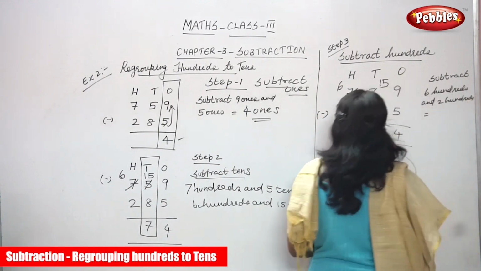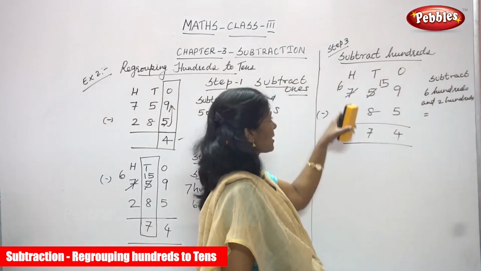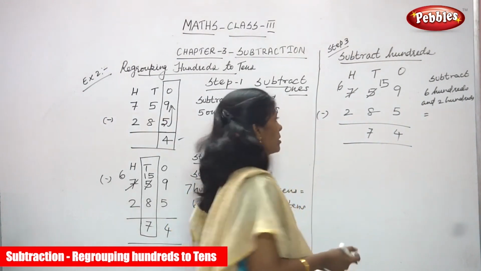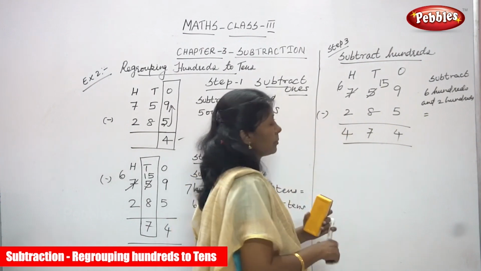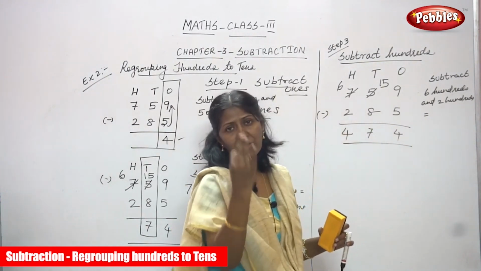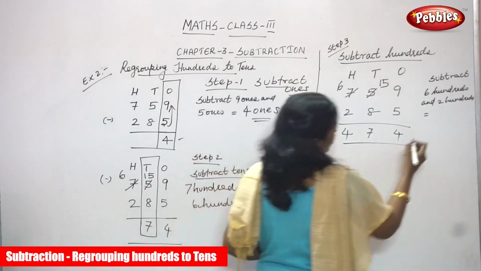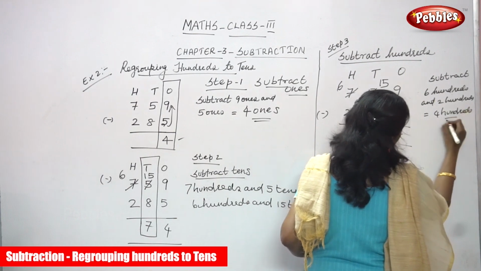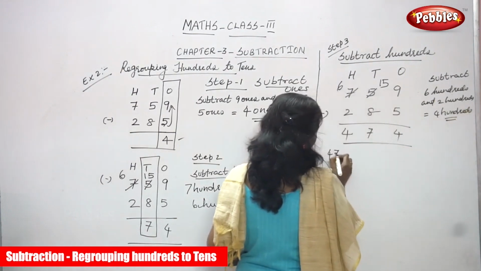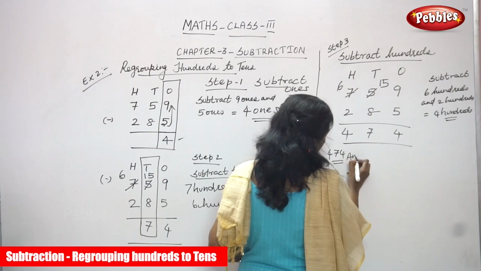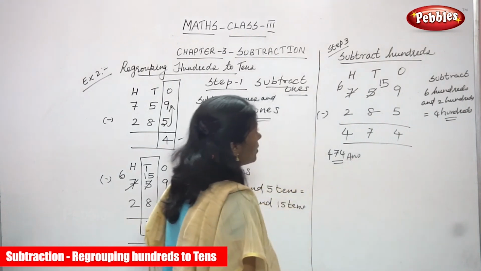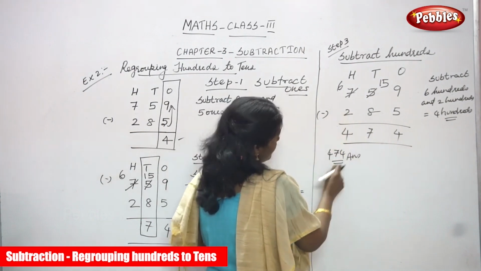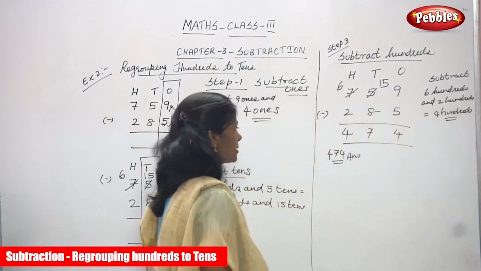The answer is what? 6 minus 2. From 6 minus 2, after 2 only we start counting: 3, 4, 5 and 6. So 4 is the answer. I'll repeat: after 2, 3, 4, 5, 6. So it is 4 hundreds. So the answer is 474. This is the right answer for the question. From 759 you have to subtract 285, and you get the answer 474. This is the right answer.